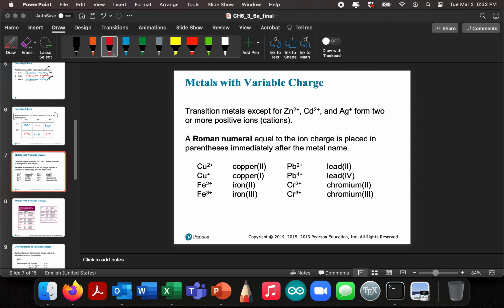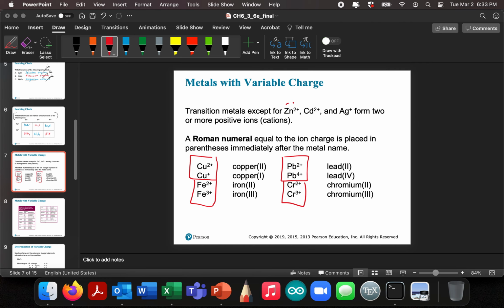So we say copper, for example, could be +1 or +2, and you don't know which it is. You have to be told. Iron could be +2 or +3. Lead could be +2 or +4. And there's no real trend here. Chromium could be +2 or +3.